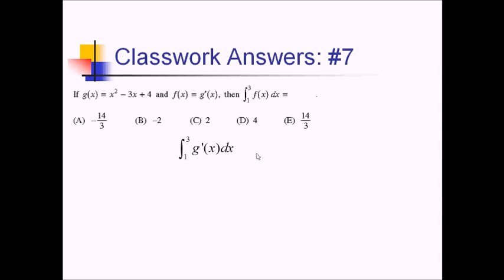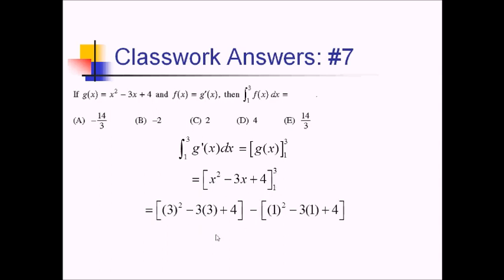So I've got g being evaluated from 1 to 3, which is to say I have this x squared minus 3x plus 4 expression being evaluated from 1 to 3. So I've got all this stuff with 3 plugged in, minus all this stuff with 1 plugged in. No calculator question, so let's be careful with the arithmetic.